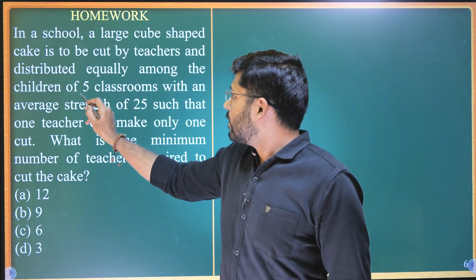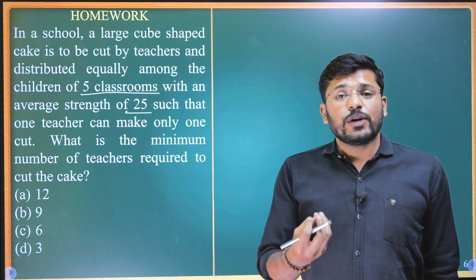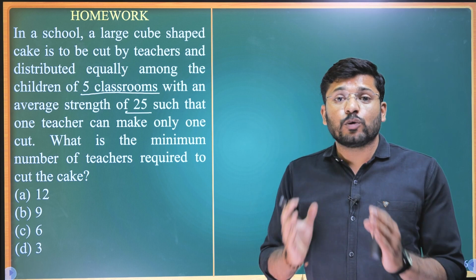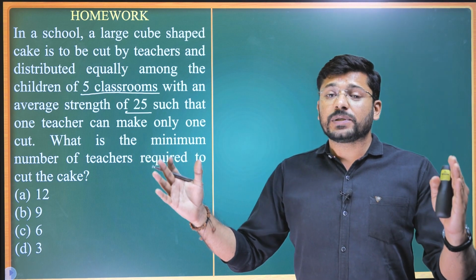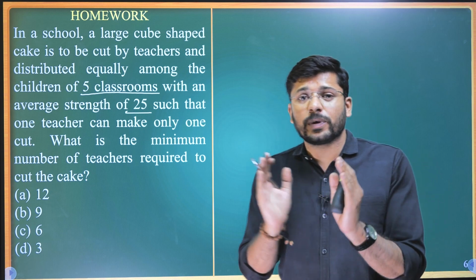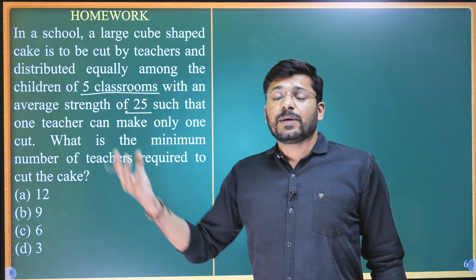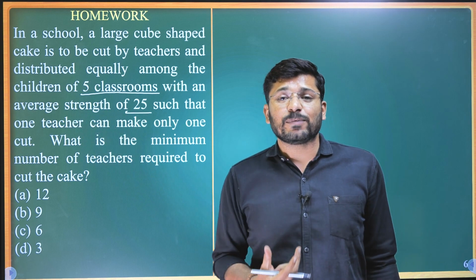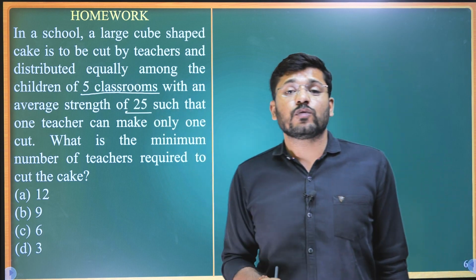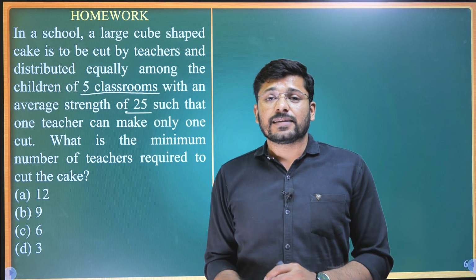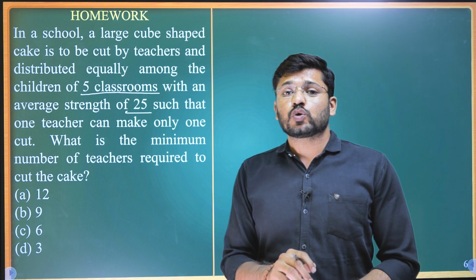Here, in the previous problems, we readily knew how many little cubes we wanted. Here also it is cubes. We have to cut the large cube-shaped cake into little cubicle shaped pieces of cake. However, they have not given us the exact number. What is the exact number of students? They have told us that there are 5 classrooms, and the average strength of those 5 classrooms is 25. Using this, we need to calculate the total strength of the students in that school.